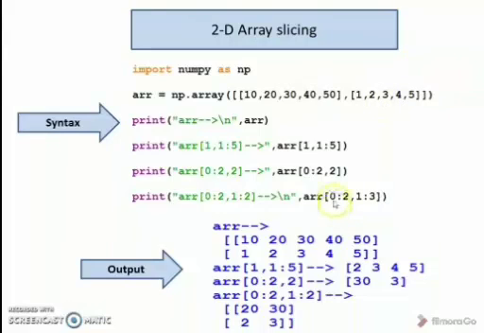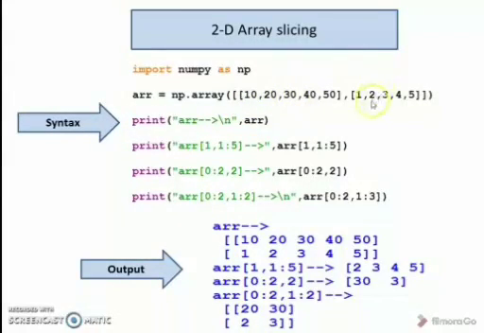Next we are writing 0:2, 1:3. We are accessing the 0 and 1 rows. That means we are accessing both rows. 0 means the first row, 1 means the second row, right? From each row we are accessing 1:3. That means we are accessing the first index element till we get the third index element. So the output will be, from the first row, index 1 is 20, then 30, right?